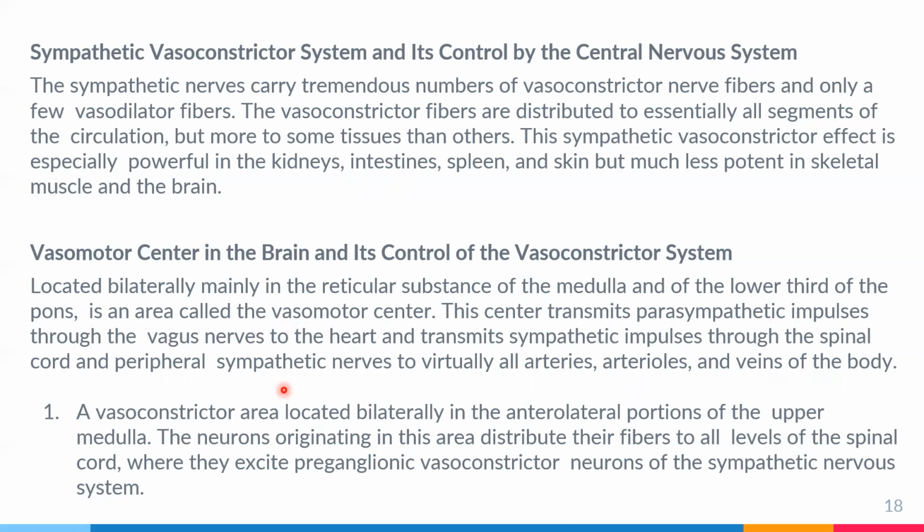This particular vasomotor center is divided into three parts. The first is the vasoconstrictor area, located bilaterally in the anterolateral portions of the upper medulla. The neurons originating in this area distribute their fibers to all levels of the spinal cord, where they excite preganglionic vasoconstrictor neurons of the sympathetic nervous system.